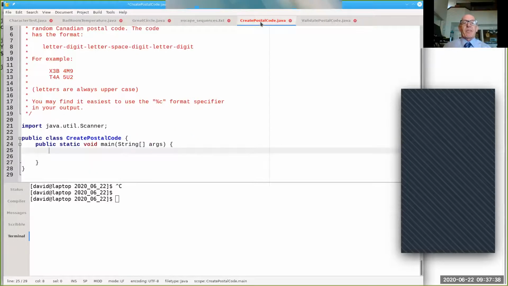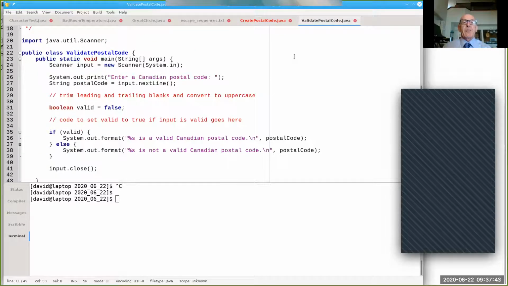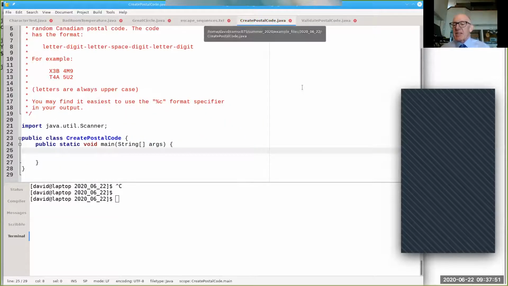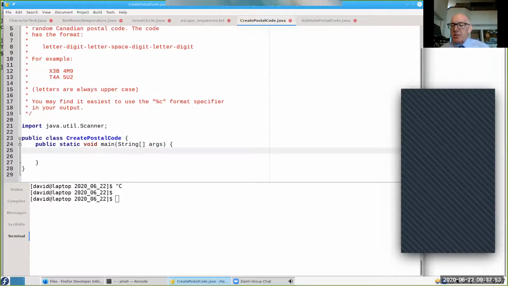The program should either create a postal code at random or validate one that the user puts in. In fact, I'll work through this one with you maybe a little bit later. So start on either one or both of them, and let's use the next 10 or so minutes for that. And let me stop recording again.